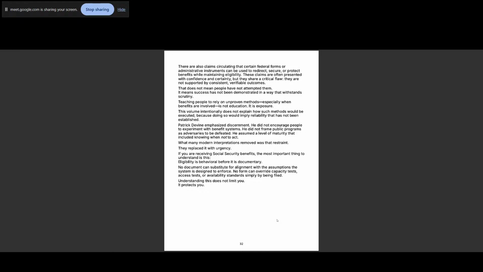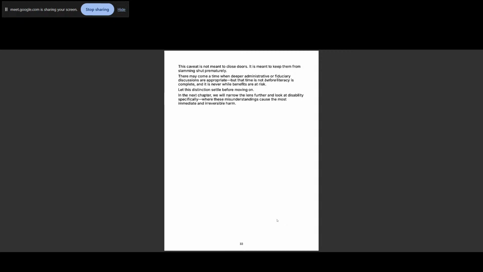If you are receiving Social Security benefits, the most important thing to understand is this: eligibility is behavioral before it is documentary. No document can substitute for alignment with the assumptions the system is designed to enforce. No form can override capacity tests, access tests, or other availability standards simply by being filed. Understanding this does not limit you, it protects you.